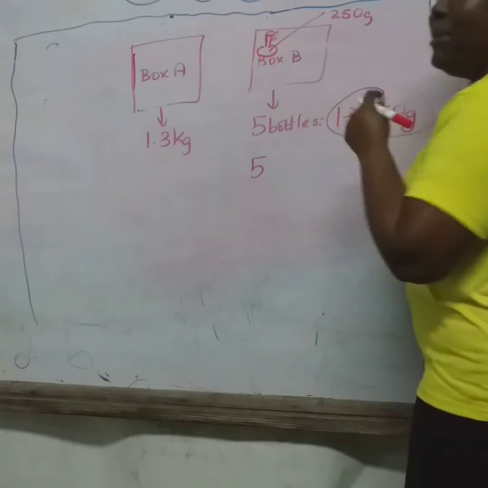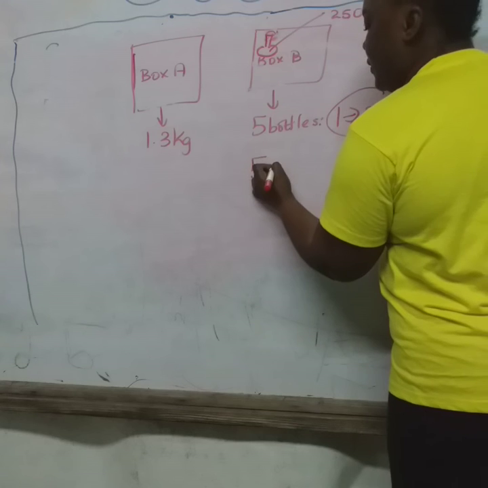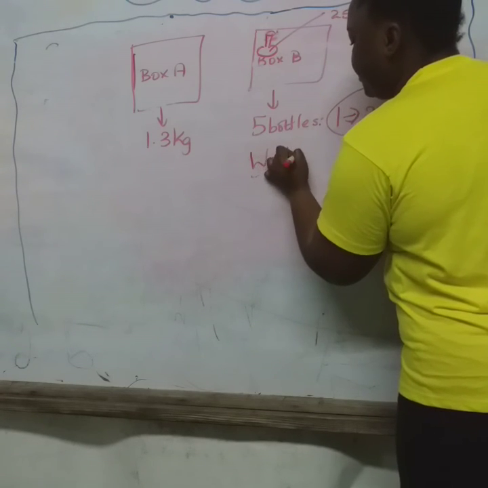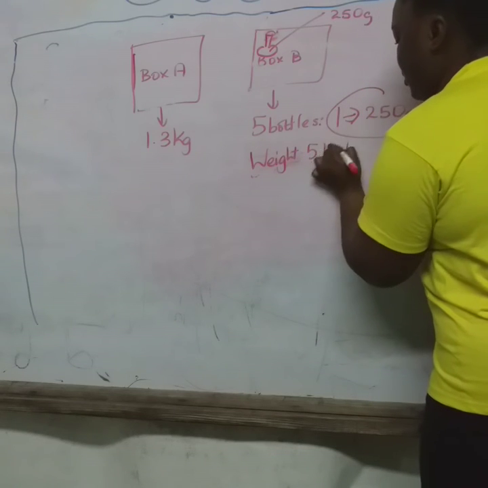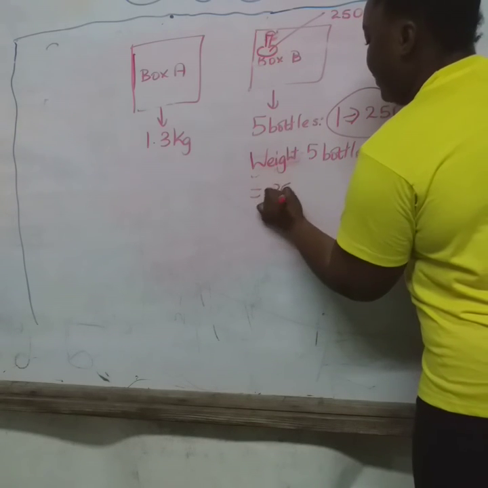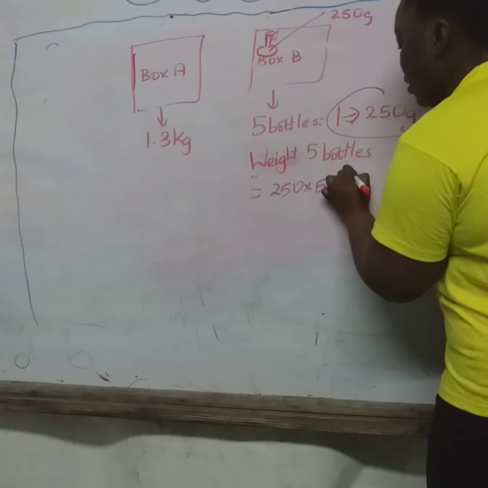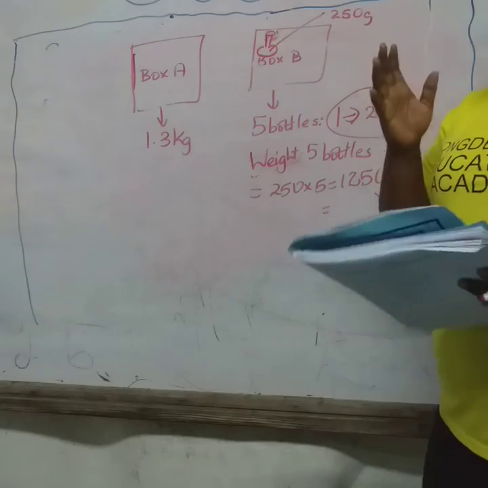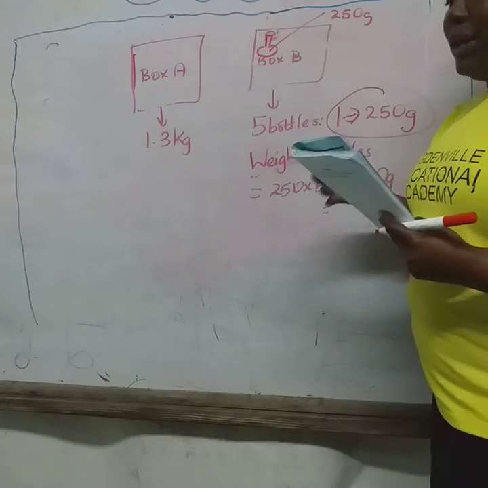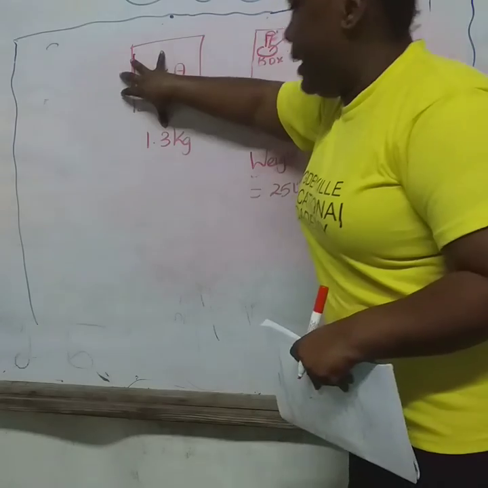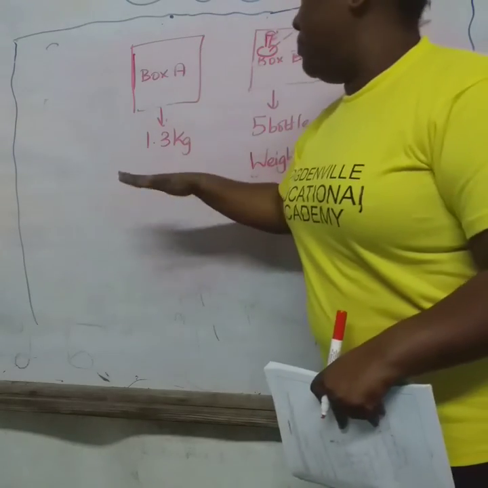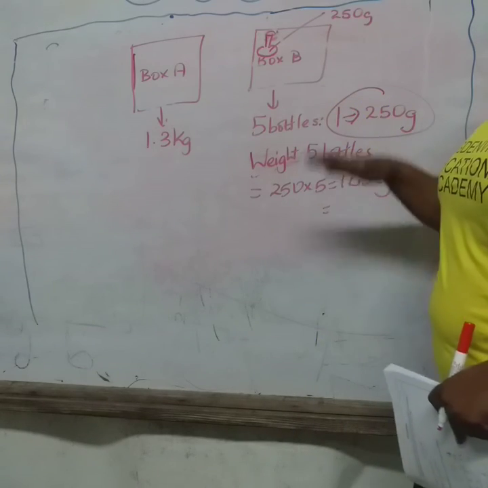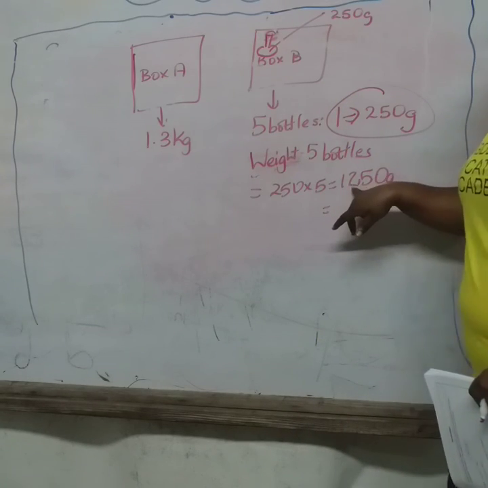So let's find the mass of those 5 bottles. The weight of the 5 bottles will be 250 multiplied by 5, which would give you 1,250 grams. Now the question says, which box weighs more? So we have to compare box A to box B. Now we cannot compare when the units are different. Box A is weighing 1.3 kilograms, while box B is weighing 1,250 grams.